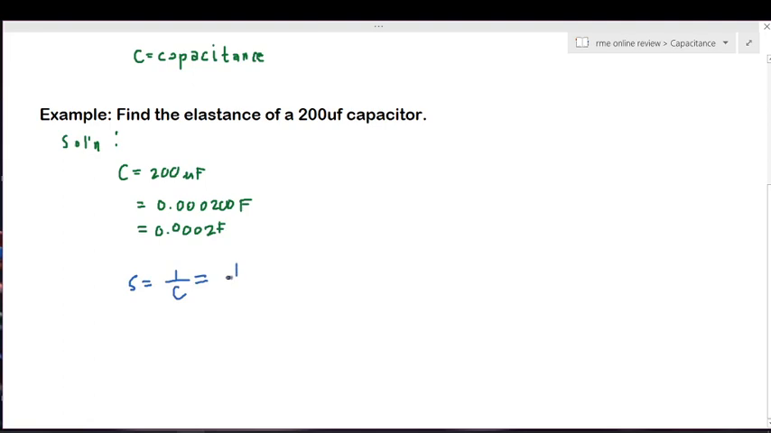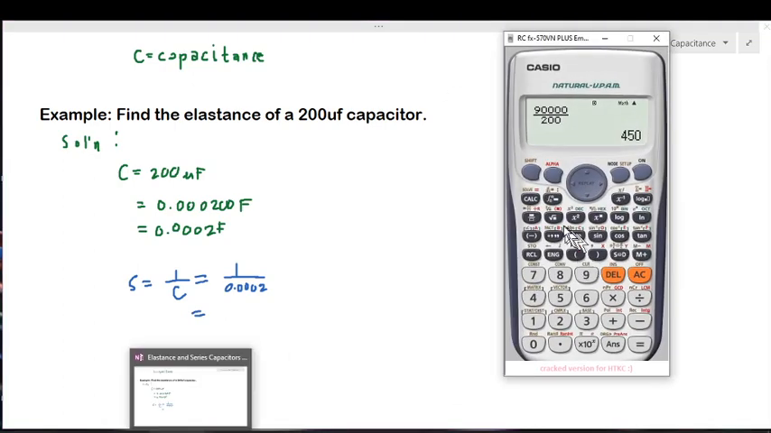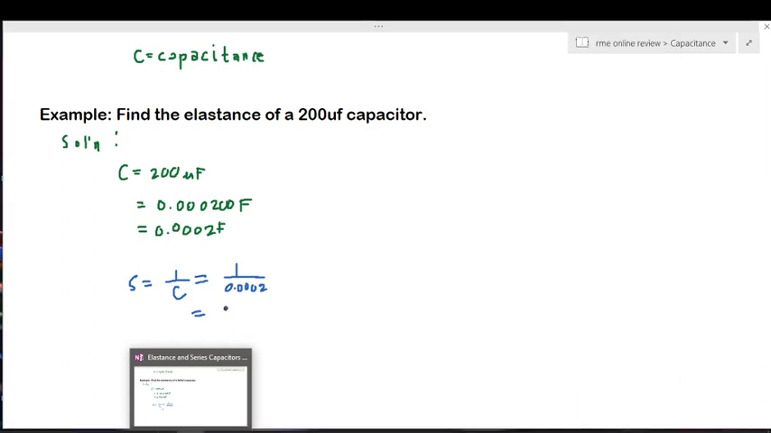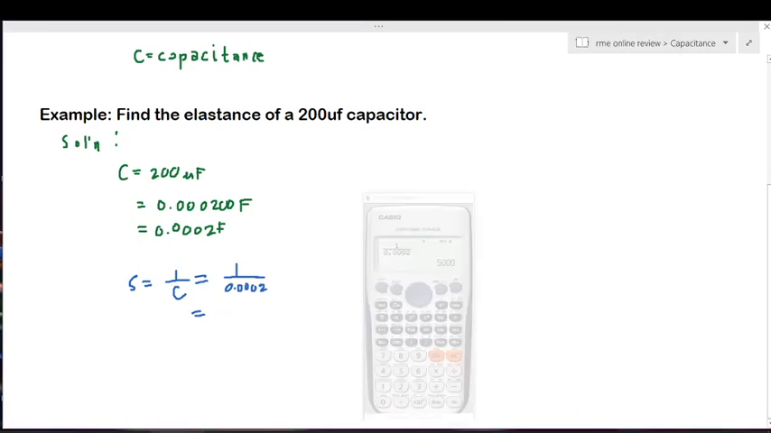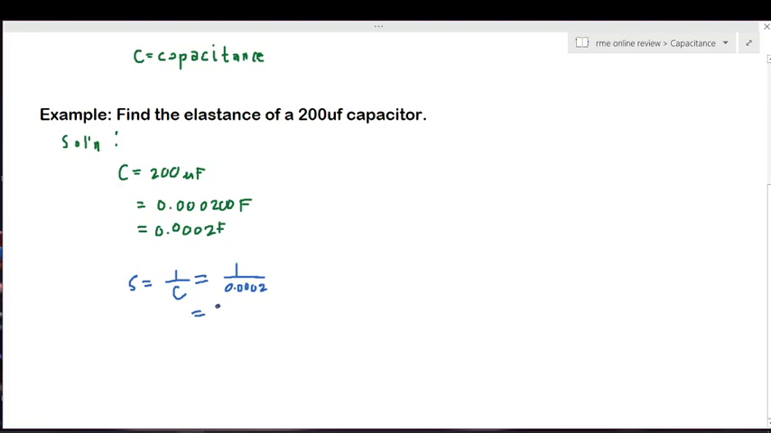If we are going to solve for our elastance, S is equal to 1 over C. This is equivalent to 1 over 0.0002. So our elastance is equal to 5,000. The unit will be daraf.